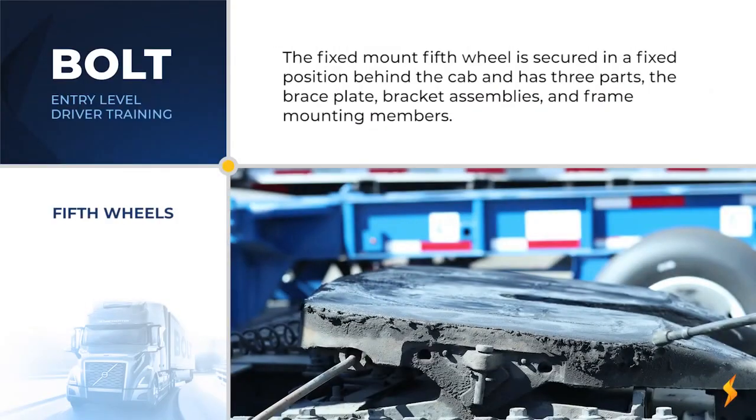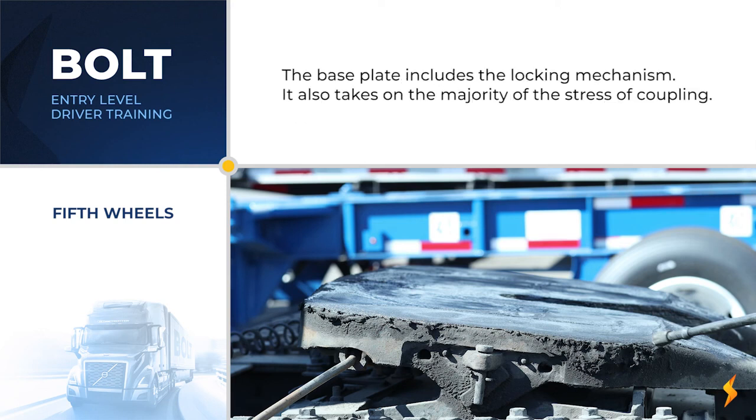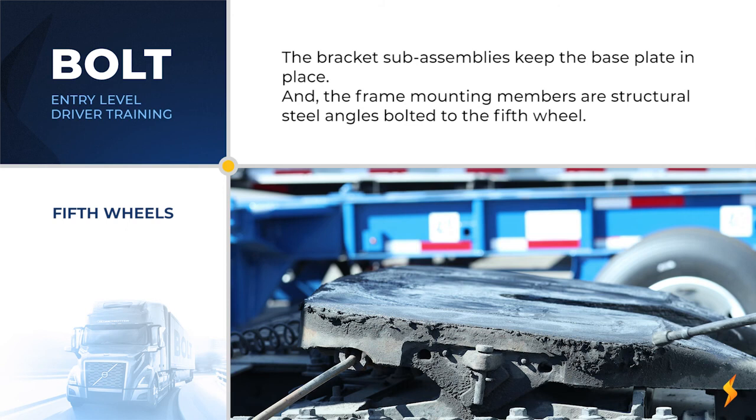The fixed mount fifth wheel is secured in a fixed position behind the cab and has three parts: the base plate, bracket subassemblies, and frame mounting members. The base plate includes the locking mechanism. It also takes on the majority of the stress of coupling. The bracket subassemblies keep the base plate in place. And the frame mounting members are structural steel angles bolted to the fifth wheel.